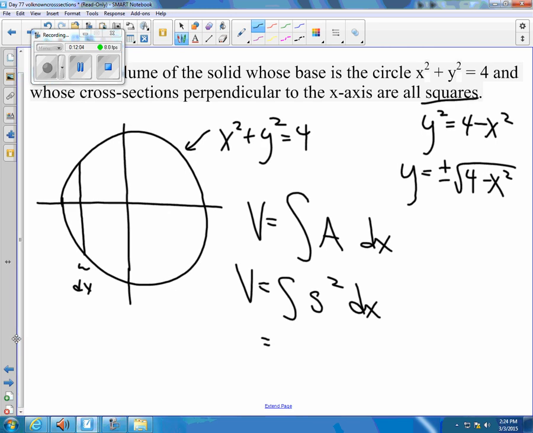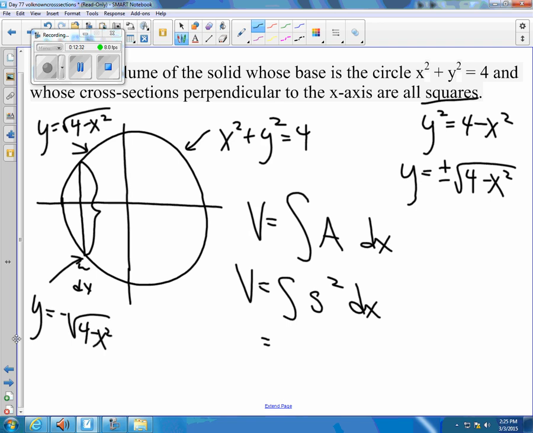Well, if you look at the sample strip I drew, it's vertical. So you know that we need to take y top minus y bottom. That's the length of the side of the square. So y top is y on the top half of the circle, which is equal to the positive square root of 4 minus x squared, whereas y bottom is y on the lower half, which is equal to the negative square root of 4 minus x squared.